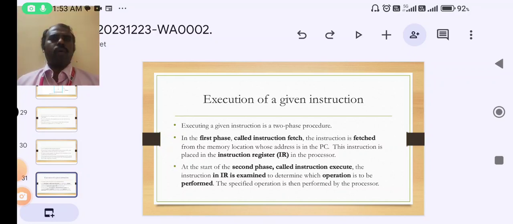So this is how the instruction set architecture works, what the format is, what the byte information is, and finally how we are executing the instruction.